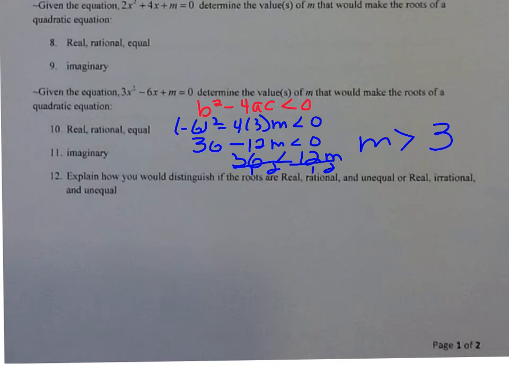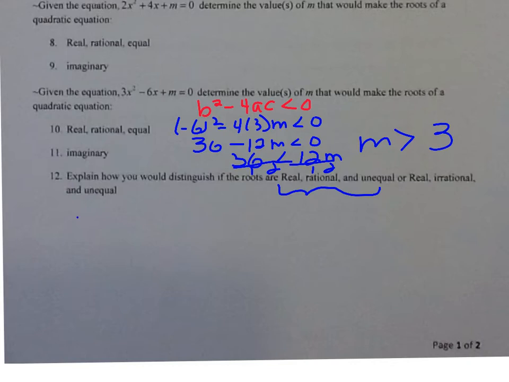All right, let's take a look at number 12. Number 12 says, explain how you would distinguish if the roots are real, rational, unequal, or real, irrational, unequal. So in order for them to be real, rational, and unequal, you have to have a perfect square. It has to be greater than 0 under the radical, and it has to be a perfect square. But it can't be 0, because if it's 0, then it's equal.